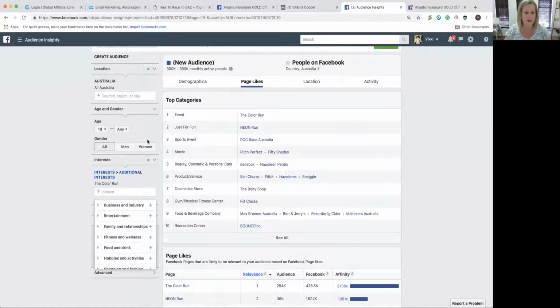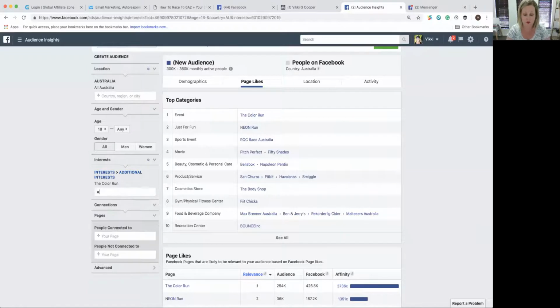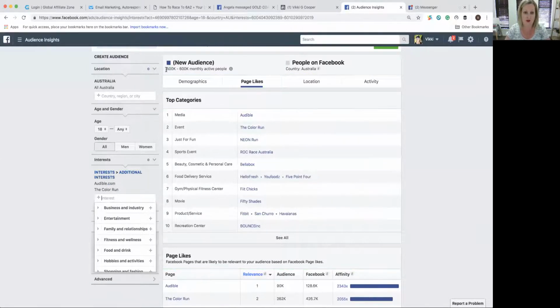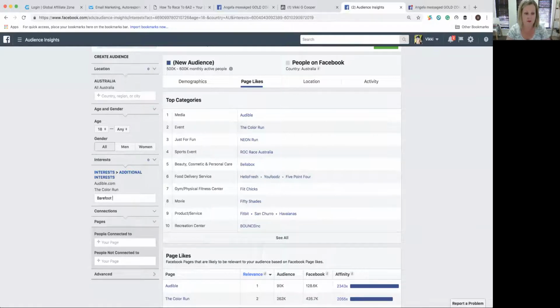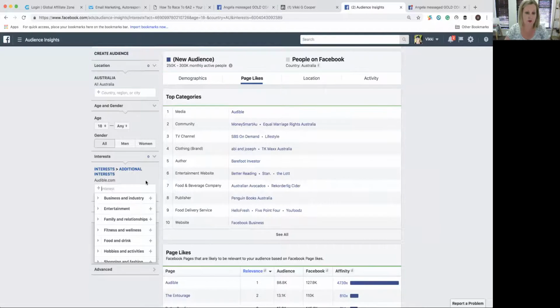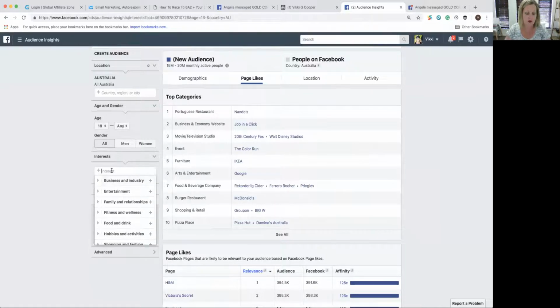The next one that I was looking at was Audible. Audible.com, that's 500 to 600,000 monthly active people. So that's another really good one. And the other one I was looking at was Barefoot Investor. Oh, sorry, I didn't take Colour Run off when I was looking at that. Audible, sorry, it's 250 to 300K. And then I'll just delete that.